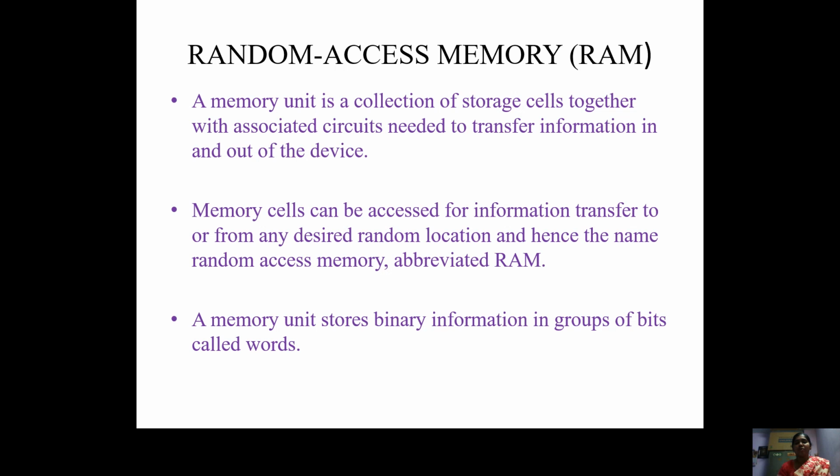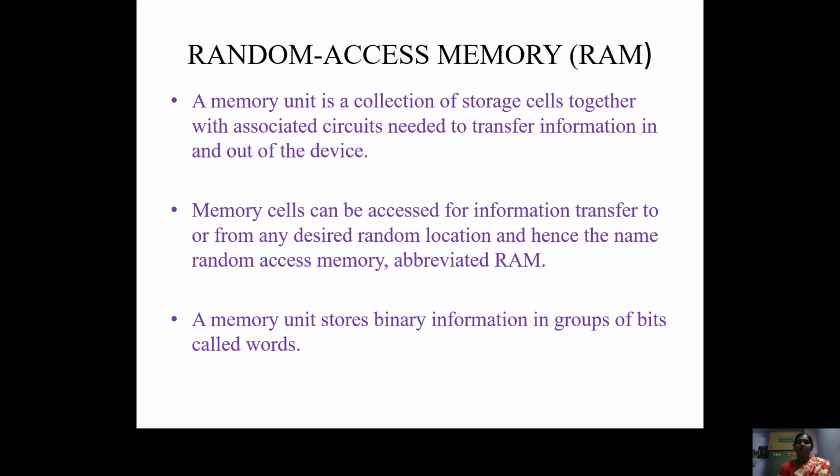A memory unit stores the binary information in groups of bits called words. Here bits in the sense that is 0 or 1. So the memory unit can store the information in the form of words. A word in the sense is a group of 16 bits, which means each word contains 2 bytes. 1 byte is 8 bits of data. In random access memory, it is possible to access any location based on its capacity. That is the reason it is known as random access memory.